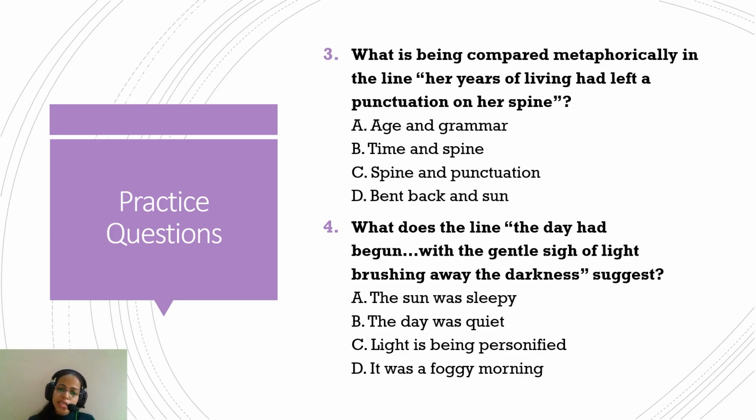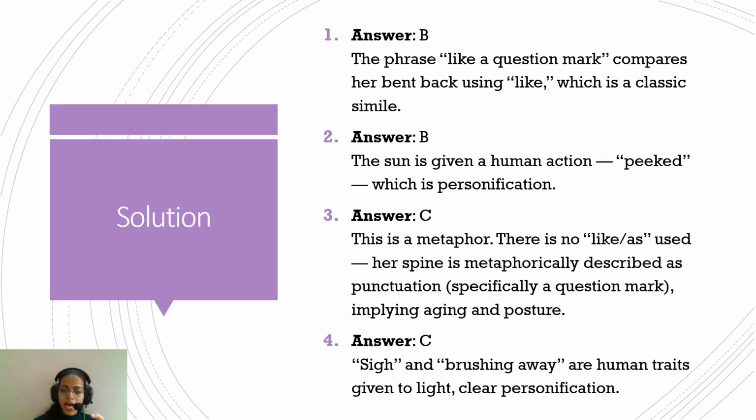What does the line "the day had begun with a gentle sigh of light brushing away the darkness" suggest? So the sun was sleepy, the day was quiet, the light is being personified, or it was a foggy morning. I think it says the light is being personified, because the day had begun with a gentle sigh of light brushing away the darkness. Sigh and brushing away are all human traits. So these are given to light, hence it's a personification of light.